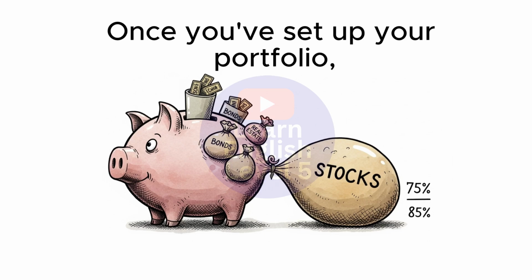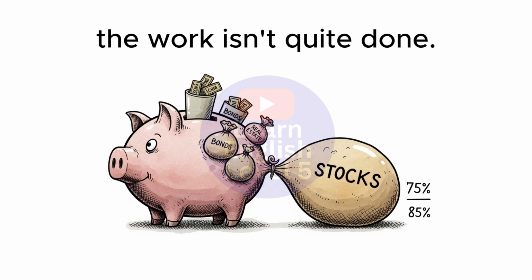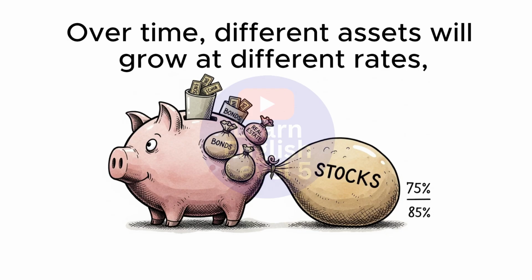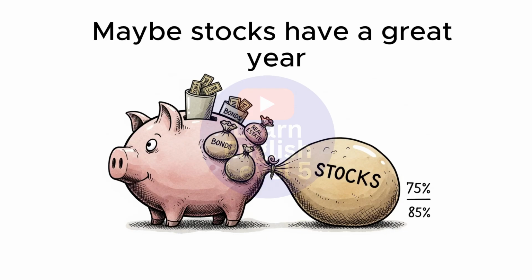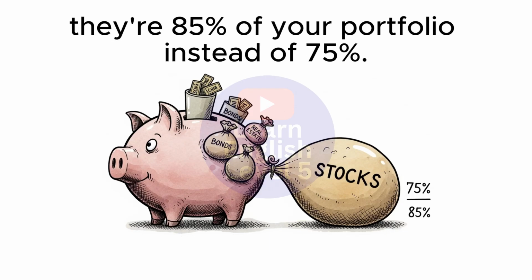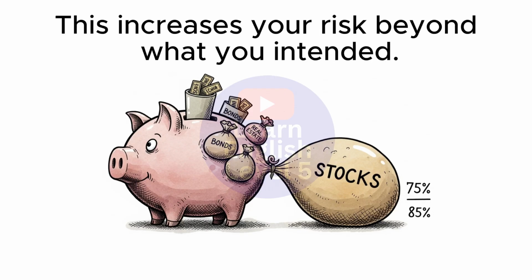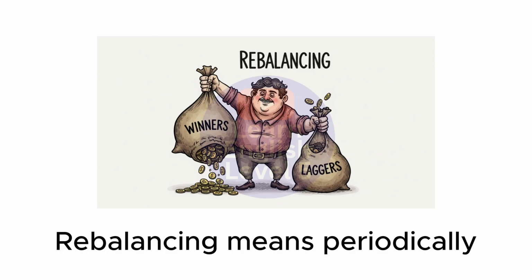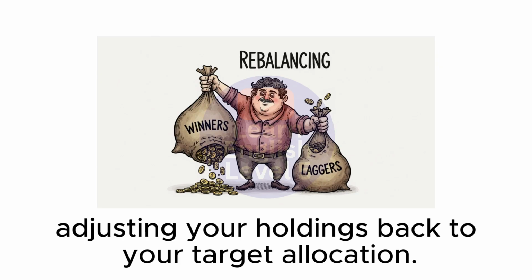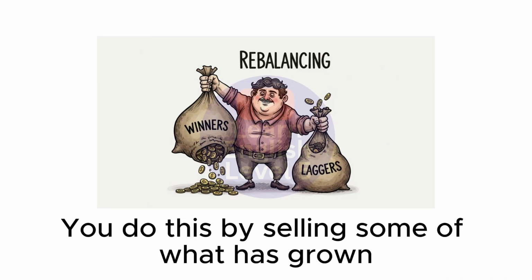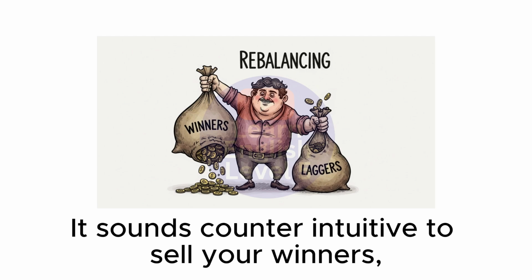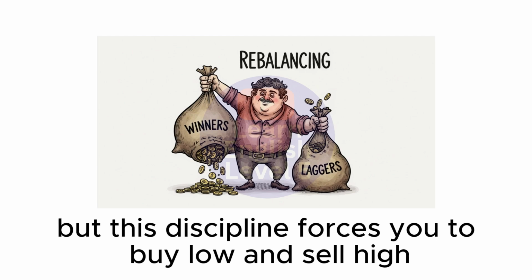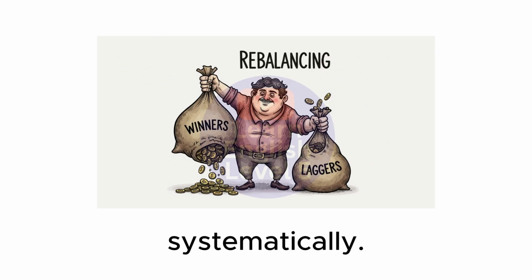Once you've set up your portfolio, the work isn't quite done. Over time, different assets will grow at different rates, and your allocation will drift from your target. Maybe stocks have a great year and suddenly they're 85% of your portfolio instead of 75%. This increases your risk beyond what you intended. Rebalancing means periodically adjusting your holdings back to your target allocation. You do this by selling some of what has grown and buying more of what has lagged. It sounds counterintuitive to sell your winners, but this discipline forces you to buy low and sell high systematically.